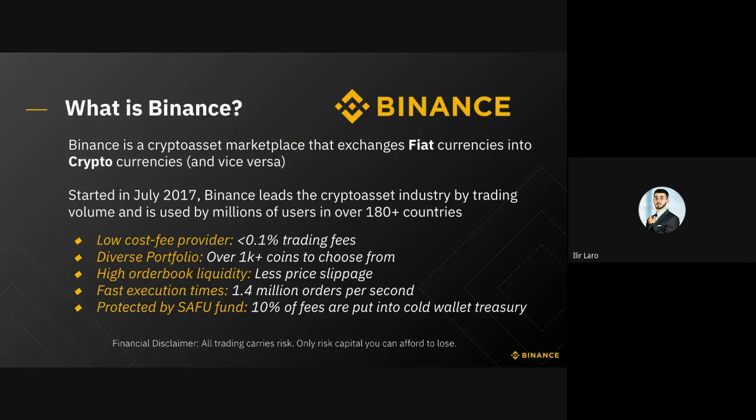So as you can see, the more users that use the platform, the more fees we generate in the Safety Fund, and the safer and more secure the platform is.